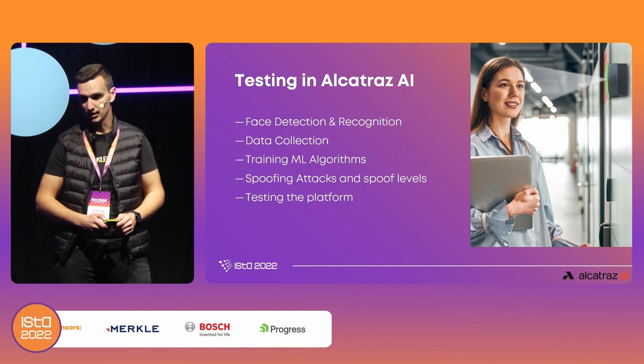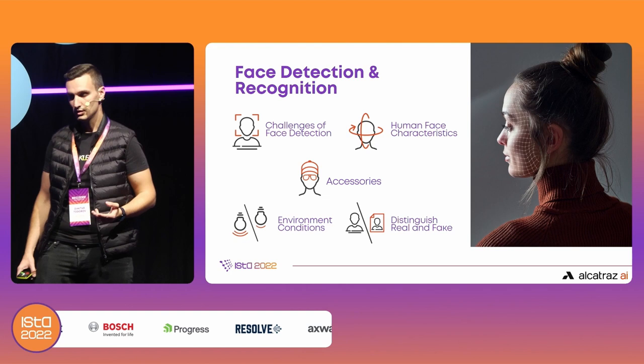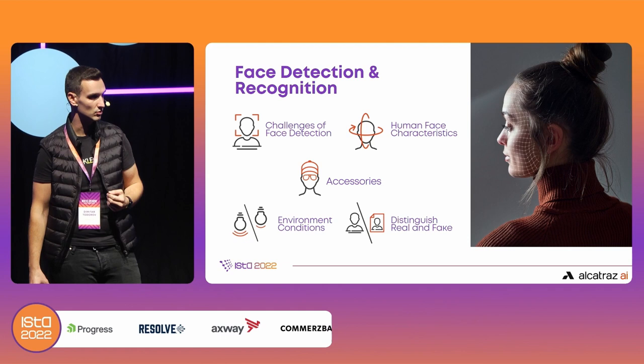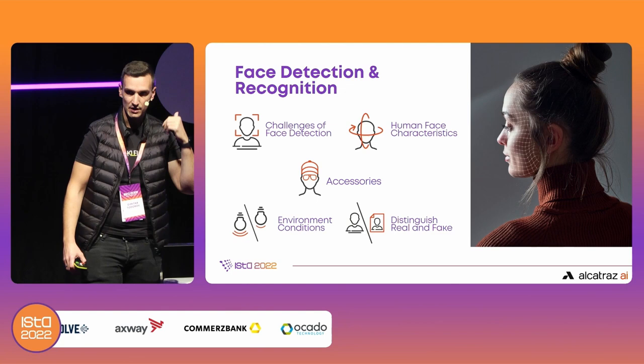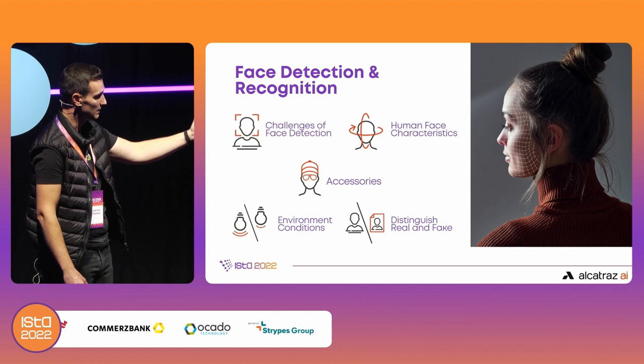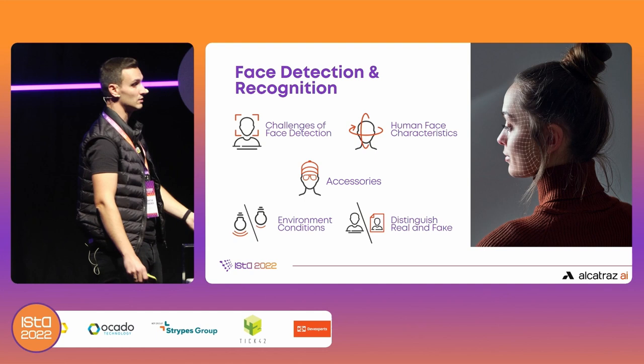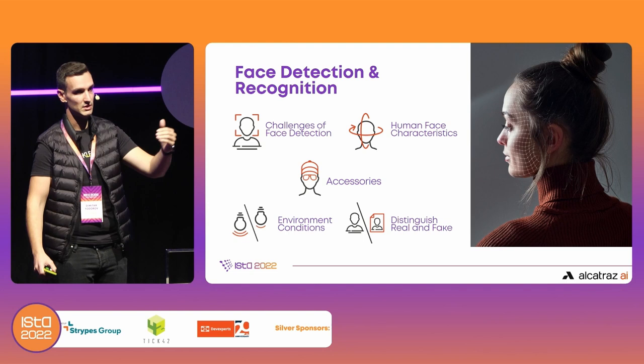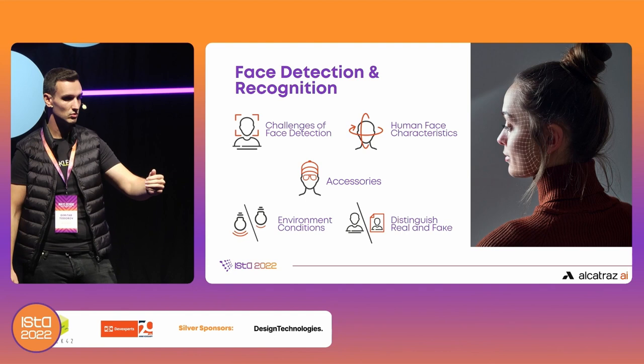So, let's talk about face detection and recognition. What are the challenges in this? It is the same whether a human being is detecting that an object is a face or an AI solution, and it's the human face characteristics: eyes, mouth, nose, ears, hair, etc., skin temperature, and so on. And we can, on top of this, add accessories like glasses, hats, swimming glasses, scarves, etc. And on top of this, we could add environment conditions like lighting, position in the office space, etc. So all of this brings the challenges that we have to solve when we are detecting and authenticating a human face and distinguishing between real and fake.